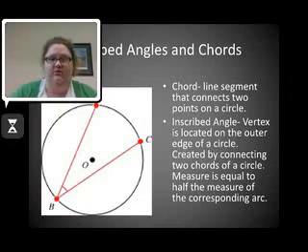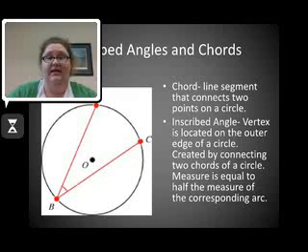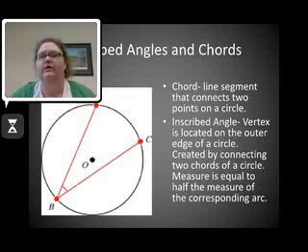Now, an inscribed angle is an angle inside of a circle. However, the vertex is located on the outer edge of the circle. Now, that's real important. For it to be an inscribed angle, the vertex must be on the edge of the circle. It can't be just floating around somewhere in space, inside the circle or outside the circle. It has to be on the outer edge.